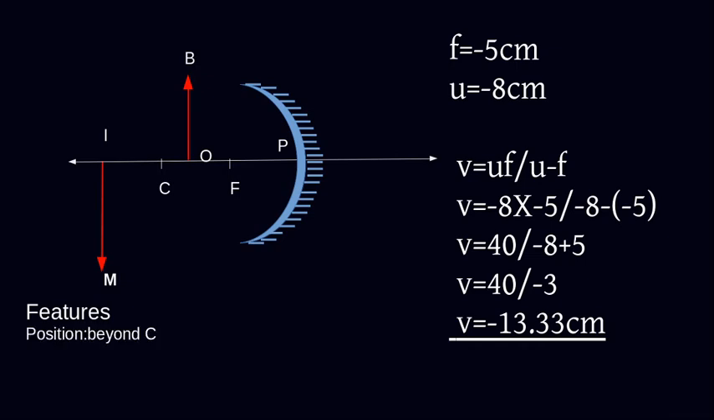And what are the features? The position is beyond C, the size is magnified, and the nature is real and inverted.